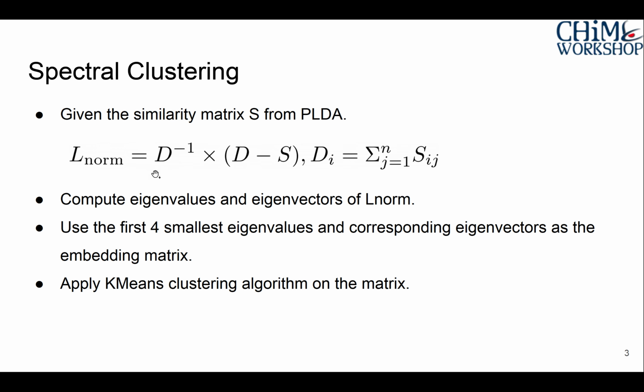And then we can compute the eigenvalues and the eigenvectors of L norm. And we use the first 4 smallest eigenvalues and the corresponding eigenvectors as the embedding matrix. Why we choose 4? Because in every session there are always 4 speakers talking. And then after we got the embedding matrix, we applied any kind of clustering algorithm to get the diarization result. And in our case, we use the simple K-means clustering algorithm.